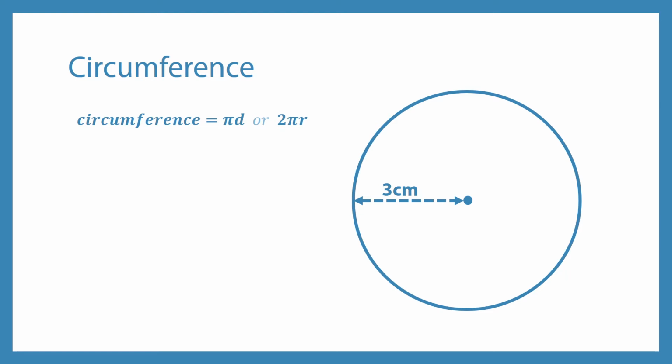Okay, so we've been given the radius is 3 centimeters, so we get circumference is 2 pi times 3, so it's 6 pi, and to 2 decimal places we get 18.85 centimeters.